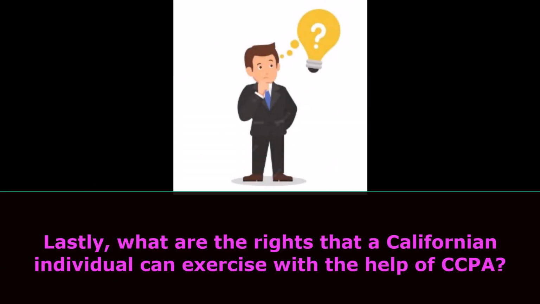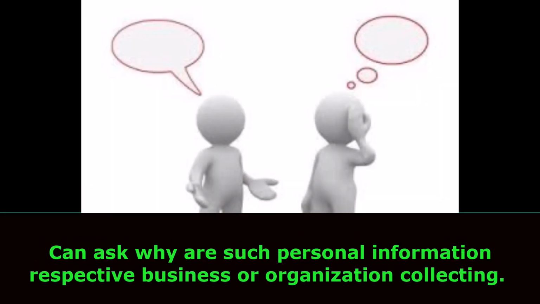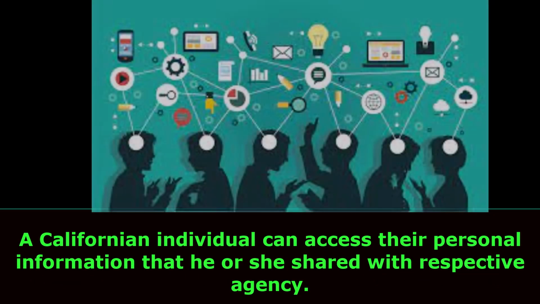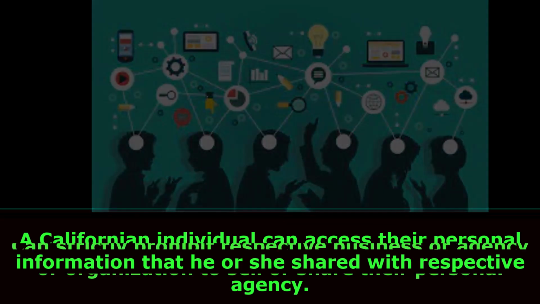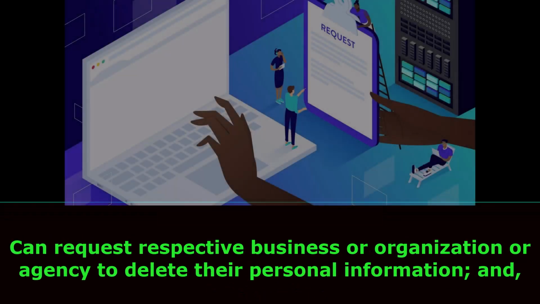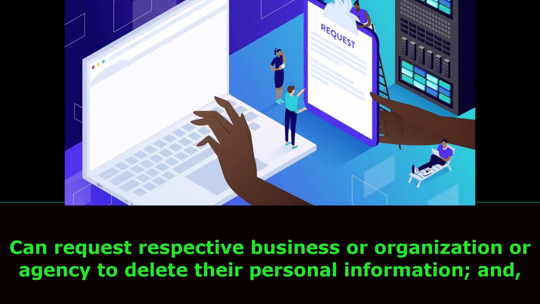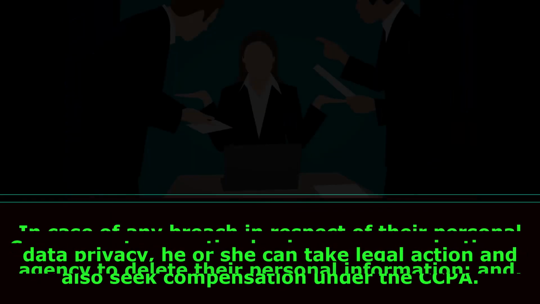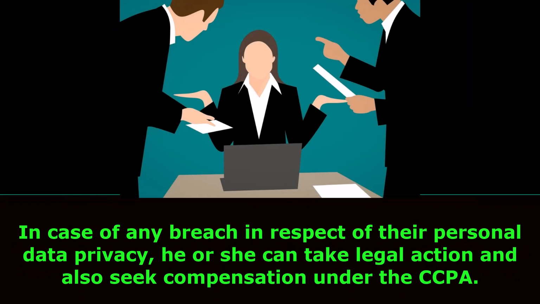Lastly, what are the rights that a Californian individual can exercise with the help of CCPA? They can ask why such personal information is being collected by the respective businesses or organizations. A Californian individual can access their personal information that he or she shared with the respective agency. They can strictly prohibit the respective business, agency, or organization from selling or sharing their personal information. They can request the respective business, organization, or agency to delete their personal information, and, in case of any breach in respect of their personal data privacy, he or she can take legal action and also seek compensation under the CCPA.